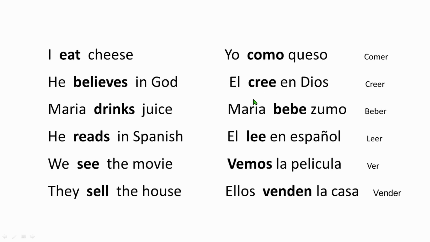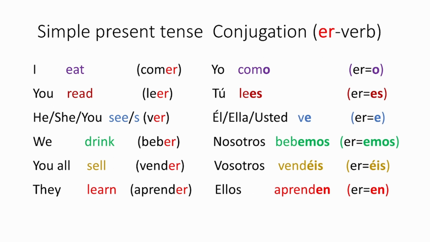So cree. Maria drinks juice. Maria bebe zumo. Third person, and beber we conjugated to the third person. He reads in Spanish. Él lee en español. How did we do it? Leer is the verb, and same rule: ER is replaced with E for the third person, right? This is the third person rule. ER is replaced with E.